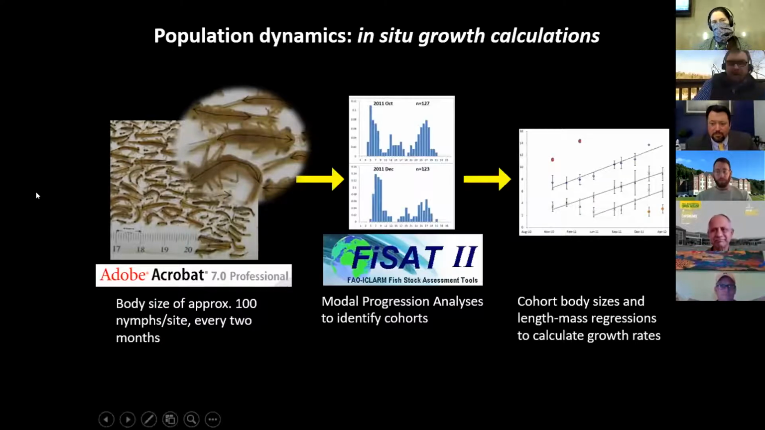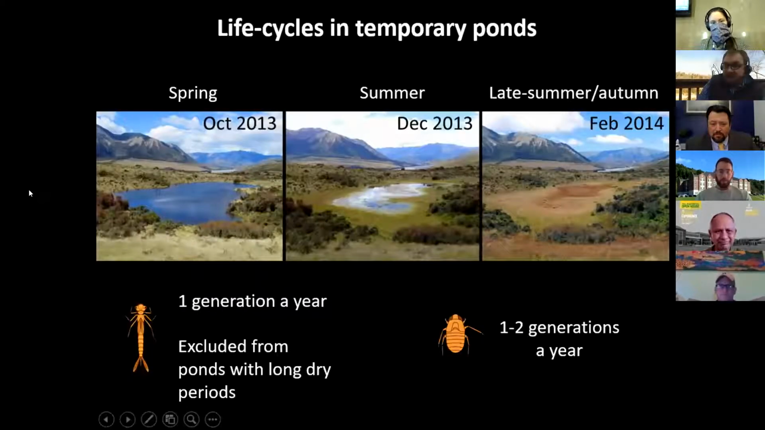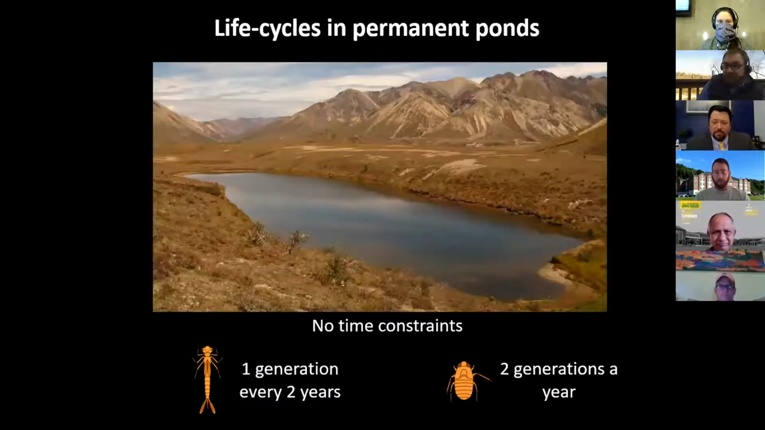Now, I'm not going to go into a lot of the details of what patterns I found, but just to cut to the chase, the damselflies could complete about 1 generation per year in the temporary ponds. But if there was a pond that had too long of dry periods, they would be completely excluded from that pond unless it was a wetter year and they could eke out a generation. Versus the water boatmen, they could generally get about 1 to 2 generations a year because they had a much shorter development time.